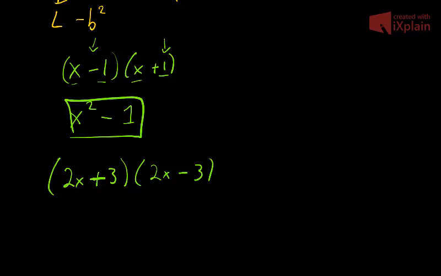Now the one that's positive in both is 2x. 2x squared is going to be 2 squared is 4, x squared is x squared. I'm going to subtract my second term, which is 3 and 3. 3 times 3 is going to be 9. And my answer is 4x squared minus 9. So that one's pretty simple.